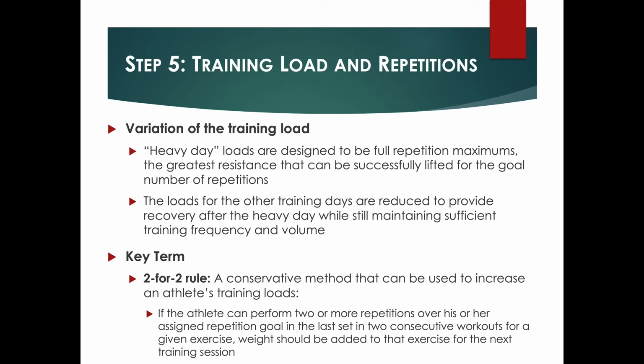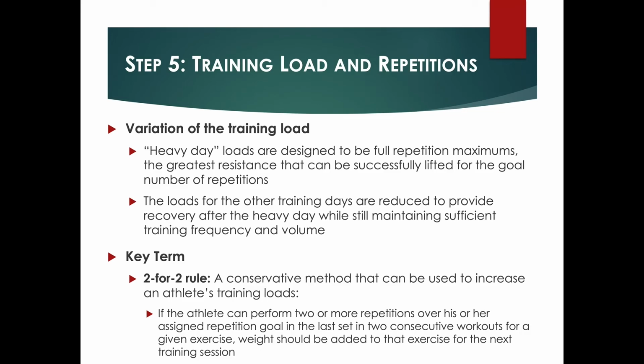And it says you got the 2 for 2 rule. This is a conservative method that can be used to increase an athlete's training loads. So if an athlete can perform 2 or more repetitions over his or her assigned repetition goal in the last set in 2 consecutive workouts for a given exercise, weight should be added to that exercise for the next training session. Make sure, though, if your athletes are making progress, you need to constantly increase the load.